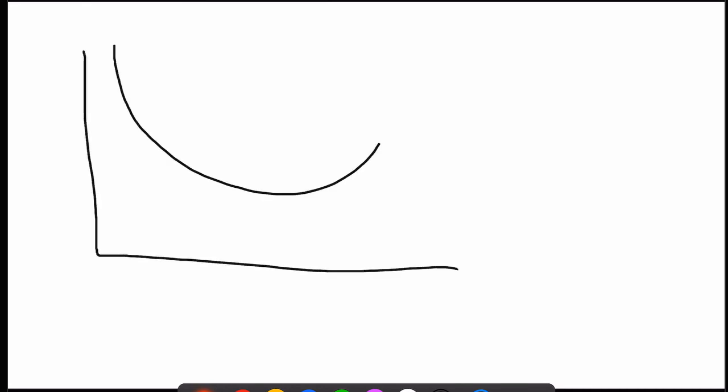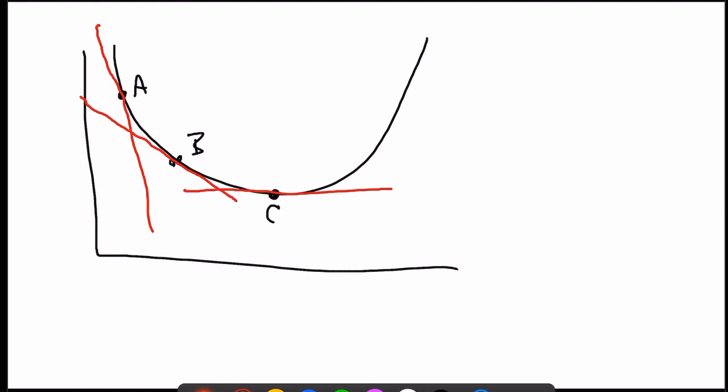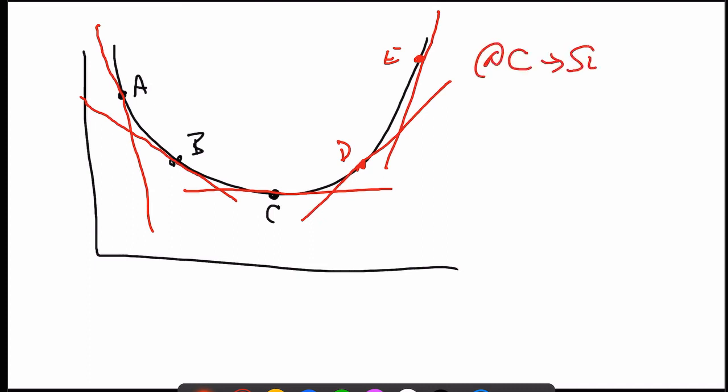So how about this? Here's our optimal point, right? Call that C again. Here's A. Here's B. And what's going on? There's the slope, really negative. There's the slope, less negative. There's the slope, 0. D, the slope is positive. E, the slope is positive and even bigger. So the optimal point here at C, the slope is 0.